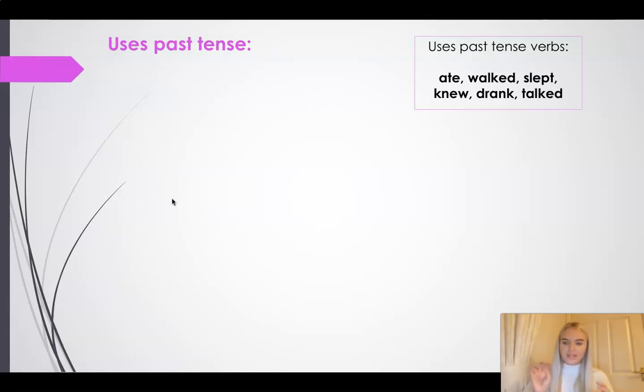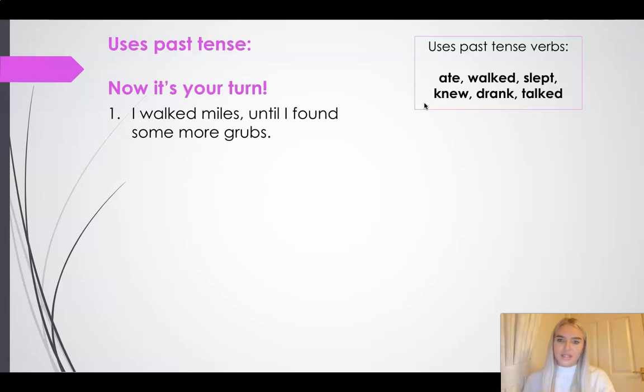So now we're going to try and use past tense. We're going to try and write a sentence about the rainforest in the past tense. Now I've included some past tense verbs here: ate, walked, slept, knew, drank, talked. And I'm thinking, how could I construct a past tense sentence about the rainforest? What actions might I be doing in the rainforest? Well, I might be sleeping, I might be drinking, I might be moaning, I might be talking.